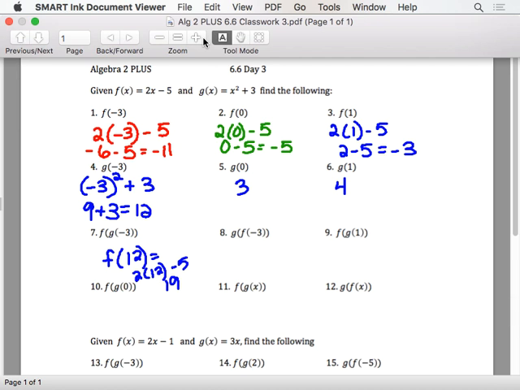I'm going to pause and give you a 1 to 2 minute head start. 8, 9, and 10 are numbers, but 11 and 12 are functions. So do as many of them as you can, 8 through 12.